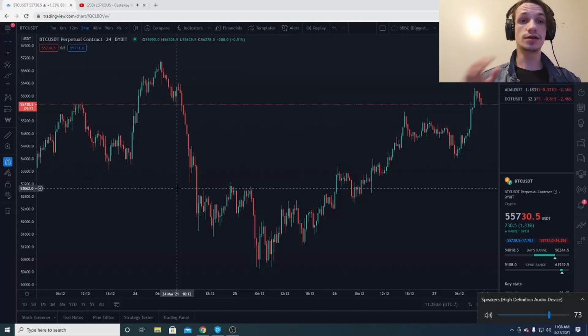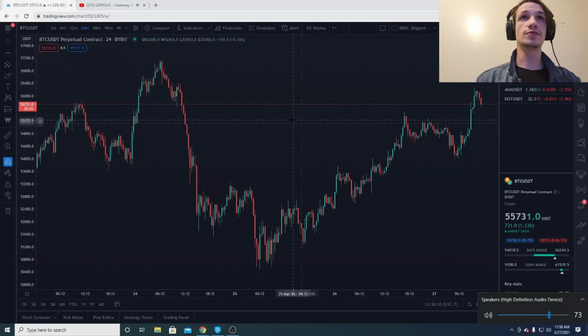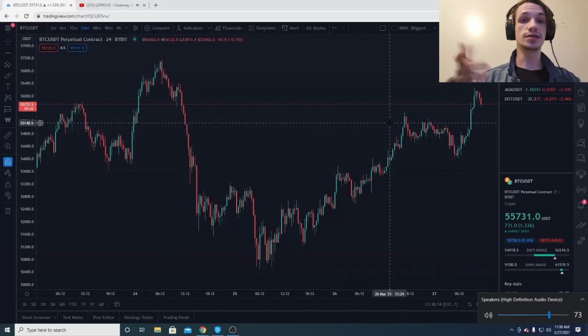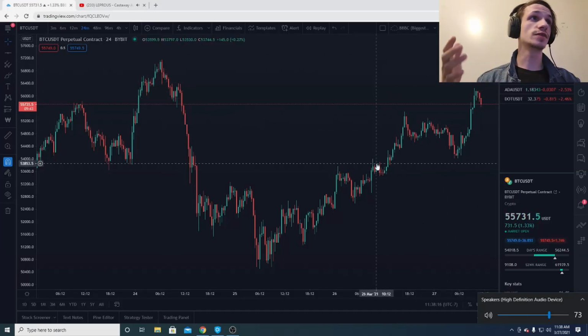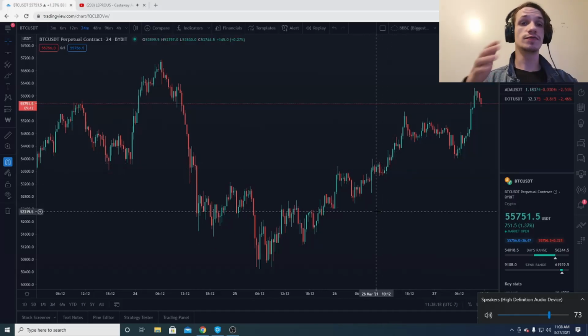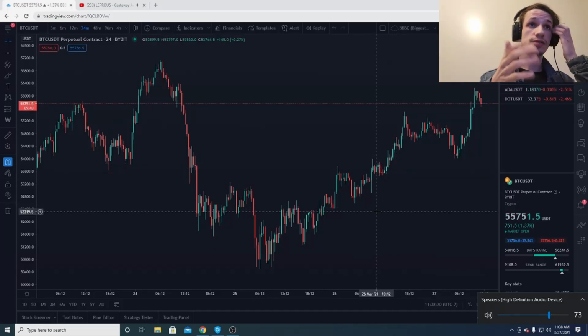If you have not set up TradingView yet, you can go to my tutorial, it'll be the first video. I'll put an annotation up here in the corner. You can just click it and watch that video to get your TradingView set up. And once you get your TradingView set up, it's going to look like this.